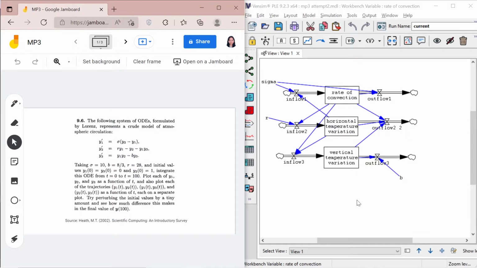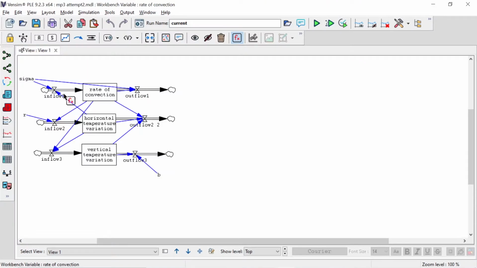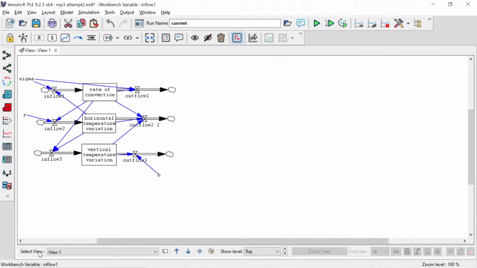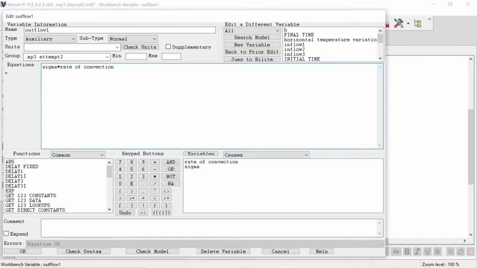I've already set up the ODEs in Vensim. Now, let me go through this model. For the first equation, for y1(t), or the rate of convection, the inflow is y2 multiplied by sigma. The outflow is y1 multiplied by sigma.